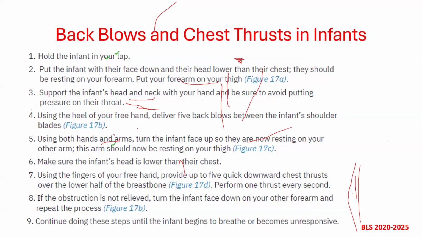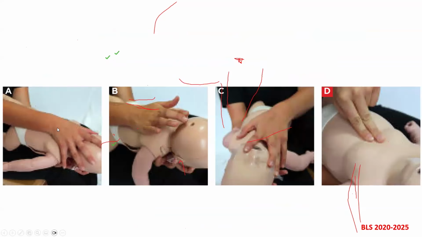Back blows first, then chest thrusts, 5 of them. Perform the thrusts every second. If the obstruction is not relieved, turn the infant face down on your other forearm and repeat the process. Continue doing this until the infant begins to breathe or becomes unresponsive. So this is the way you do it.